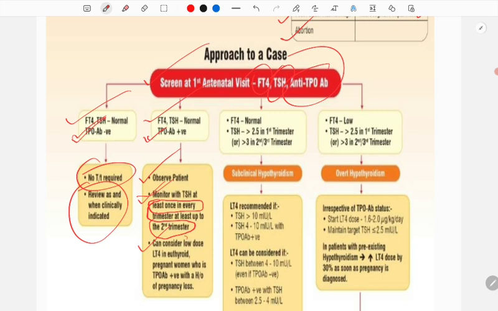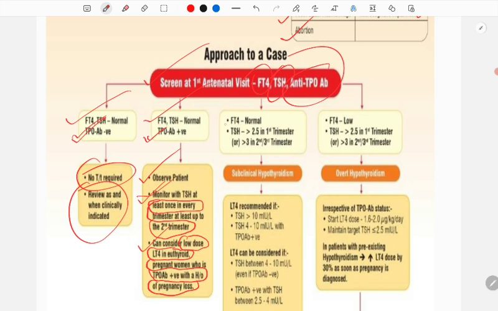Then you can consider low dose levothyroxine in a euthyroid pregnant woman who is anti-TPO antibody positive with a history of pregnancy loss. Remember when to start: if everything is normal except anti-TPO antibody is positive, you can only observe the patient. You can monitor the TSH every trimester up to the second trimester, or if she had a history of pregnancy loss with TPO antibody positive, you can consider starting a low dose of levothyroxine in a euthyroid woman.